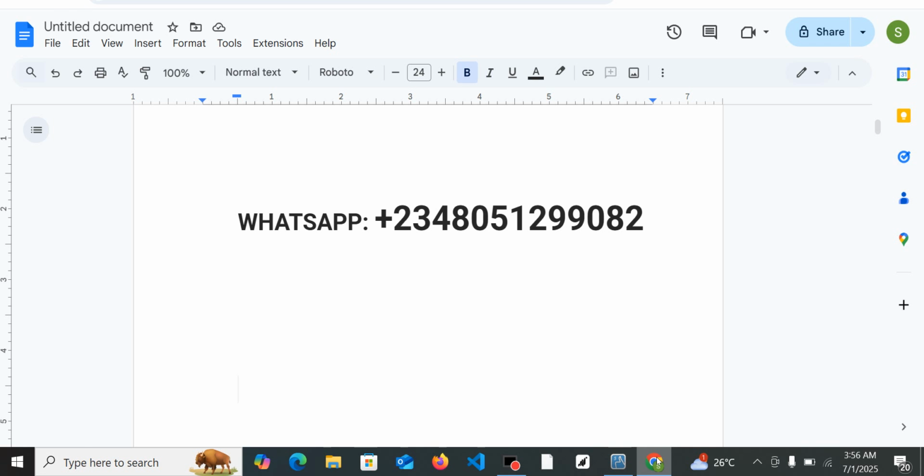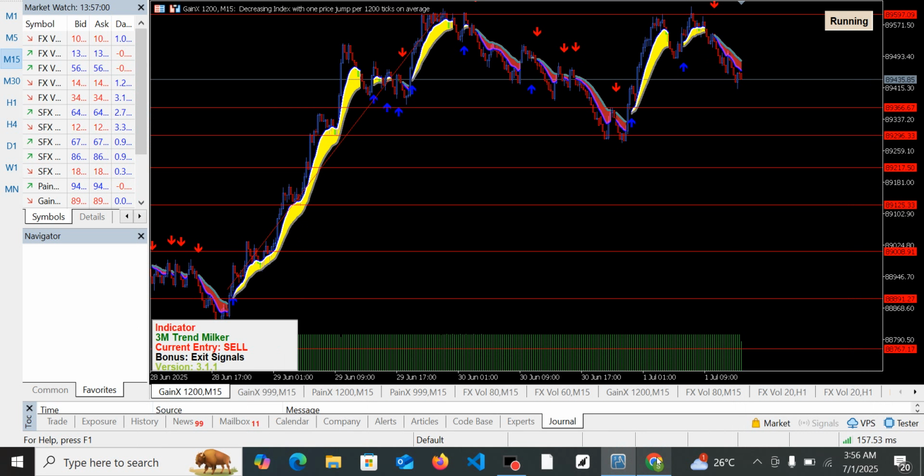So quickly, let's go straight into what we have right here. We did an analysis on this particular chart, and this chart belongs to Gamex 1200. This is the 15-minute time frame. This actually got to the resistance zone at this point, and it came down a bit and went back up to go above this to get to this resistance zone, and it was unable to break out from here.